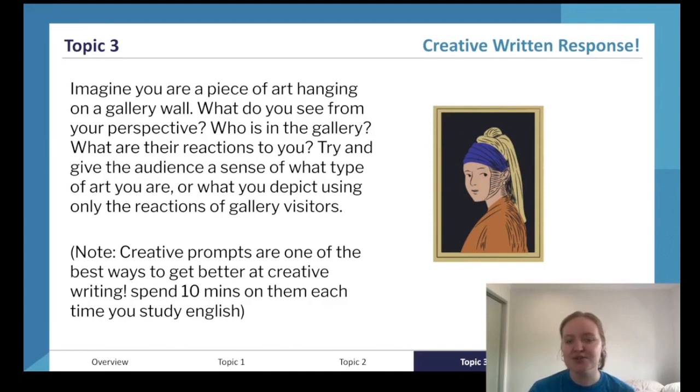I want you to try and give the audience a sense of what type of art you are, of what you depict, using only the reaction of the gallery visitors. So you're not going to say explicitly what you look like, who you are, if you're even a person. I want you to try and allude to that based entirely on the visitors' responses to you.